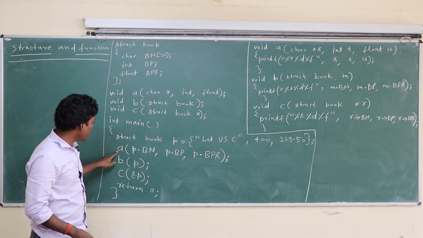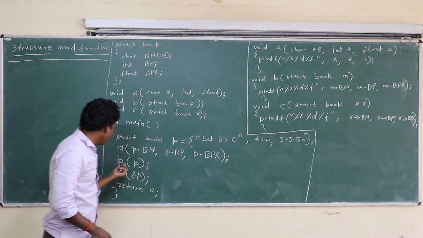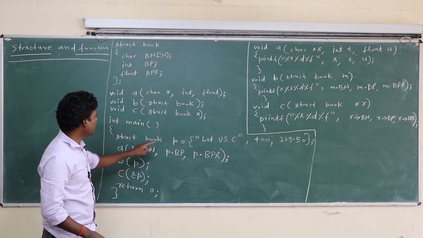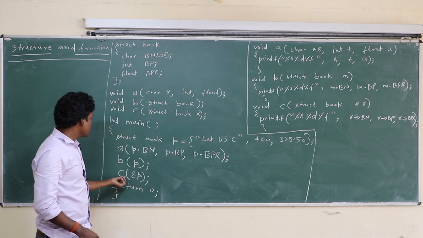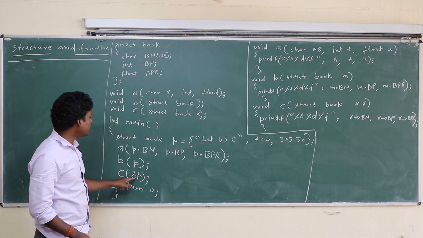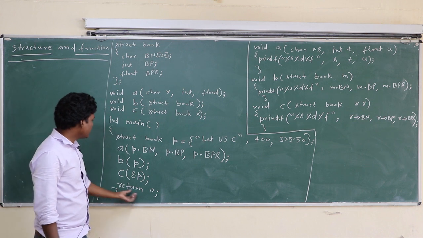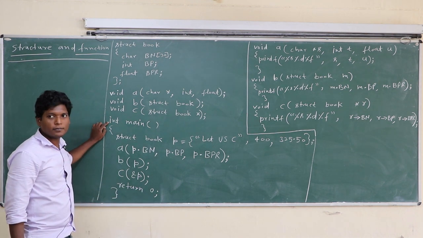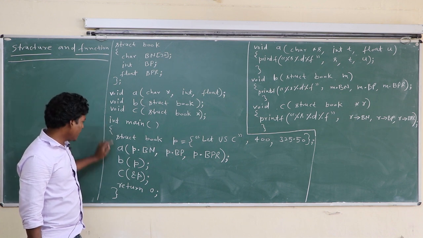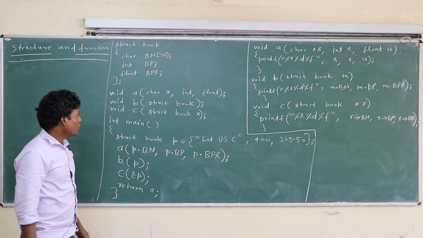Function A is called in the main by supplying the structure elements. Function B is called in the main by supplying the structure variable. Function C is called in the main by supplying the address of the structure variable. Okay class? This is return 0 because we applied int here. That's why we have to write a return statement at the end of the program. Okay?